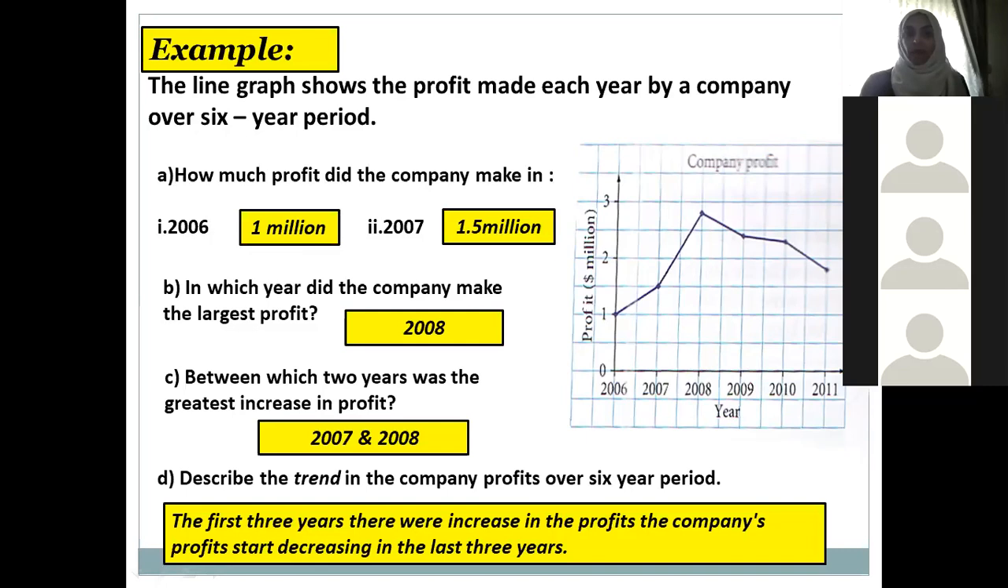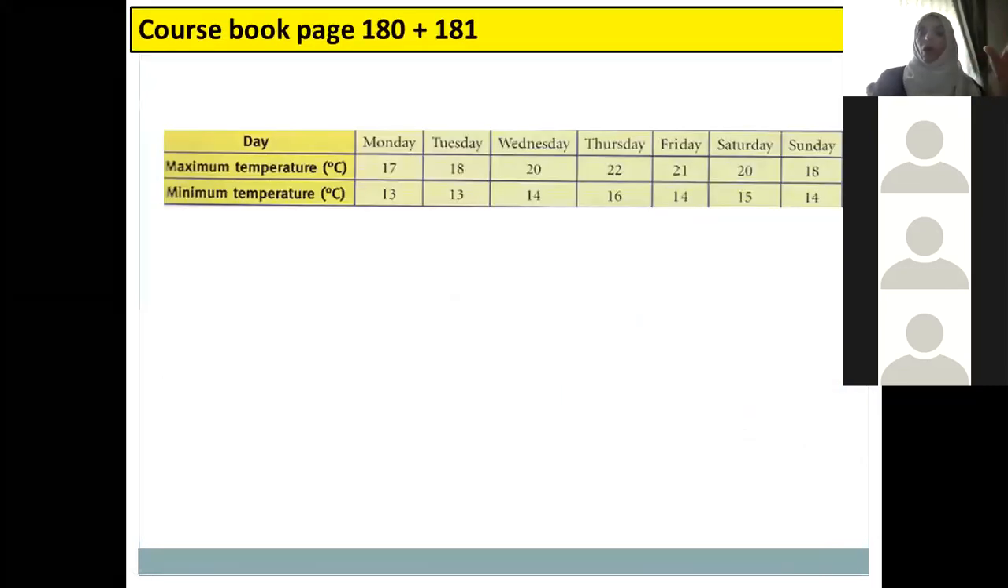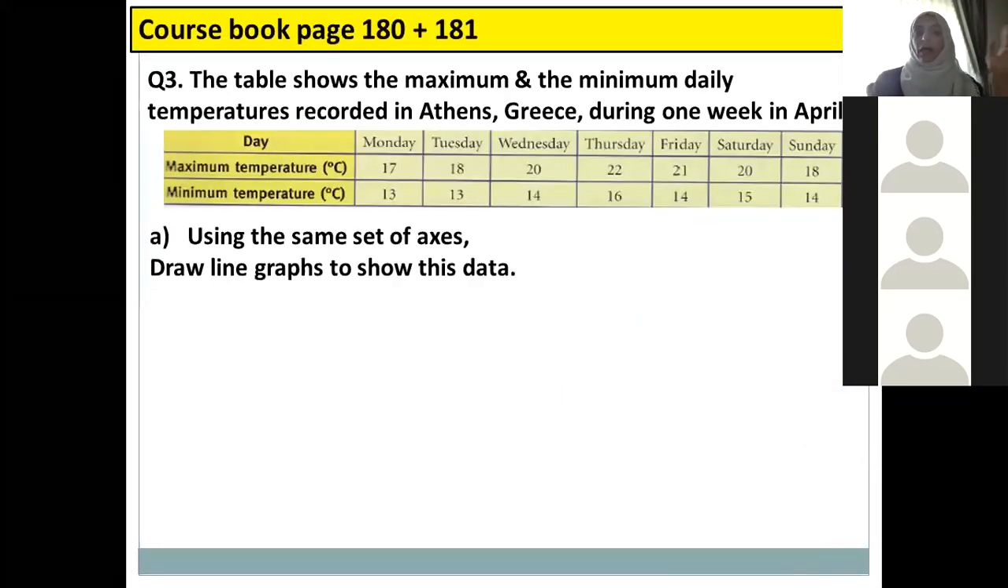Okay, here they will ask you to draw a line graph. What do we have? We have maximum and minimum temperature during a week, from Monday till Sunday. That was in Athens, Greece during 1 week. That was in April. Okay, and they want you to draw a line graph.